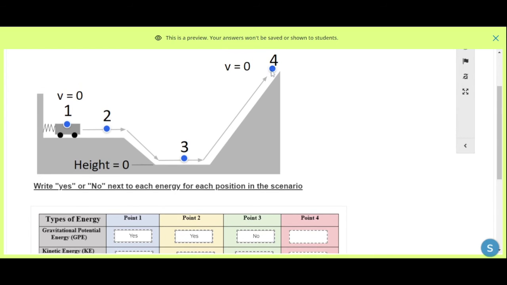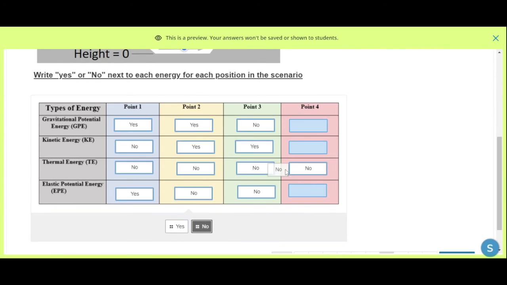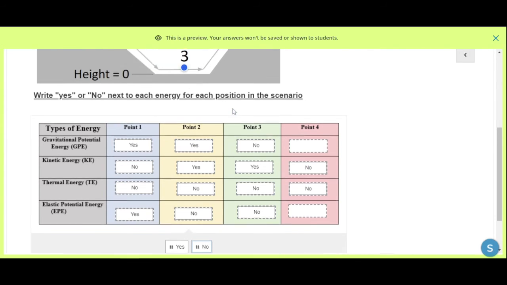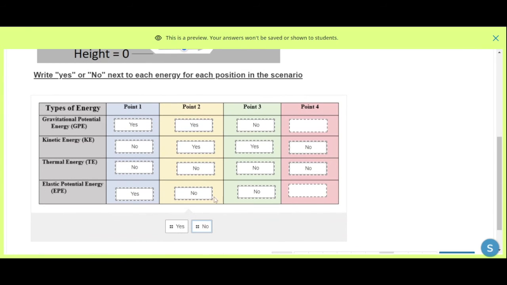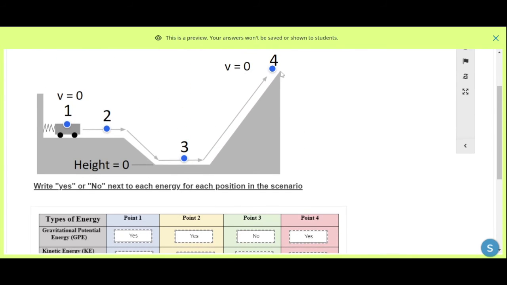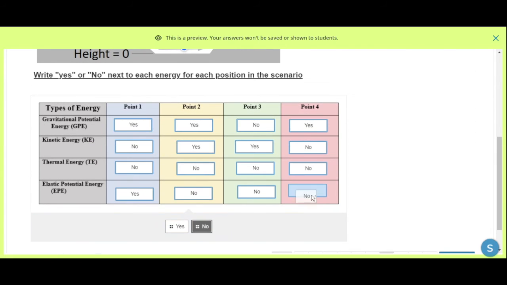Lastly, number 4, we're at the tippy top, and we have no velocity here. Velocity is 0, so our kinetic energy at the top is 0. But what do we notice? We have a lot of height up here at point 4, so our gravitational potential energy is going to exist. And then lastly, elastic potential. I don't see any springs or anything going on up here. So there are no elastic potential energies at point 4.